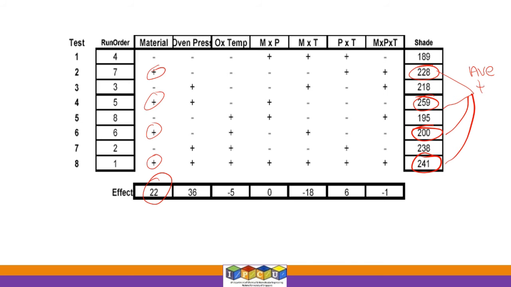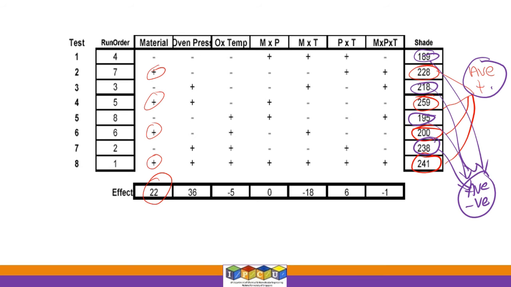So you have this, this, this, and this. You take the average of those four readings. These represent the average of the negative readings for material alone. If you take the averages and then subtract, you take this number and from that you subtract this value, you will get 22, as you will see in the later slides.